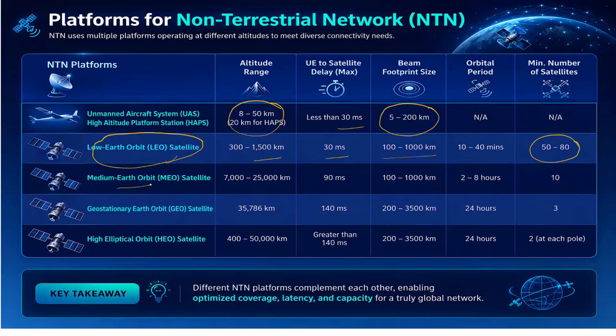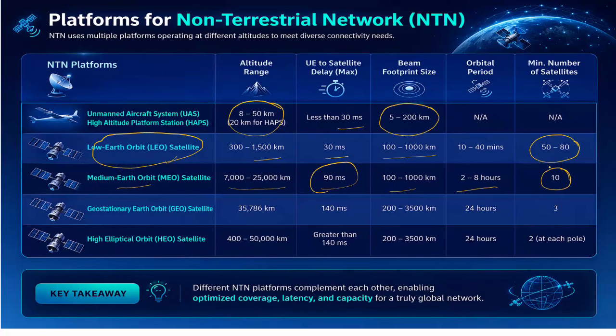Then we have MEO, which is medium Earth orbit. Their altitude is between 7,000 to 25,000 kilometers, and latency is about three times that of LEO, which is 90 milliseconds. Their footprint is around the same as LEO, but their orbital period is much longer, 2 to 8 hours. But they require fewer satellites, just 10. So these provide larger coverage with moderate latency, right?